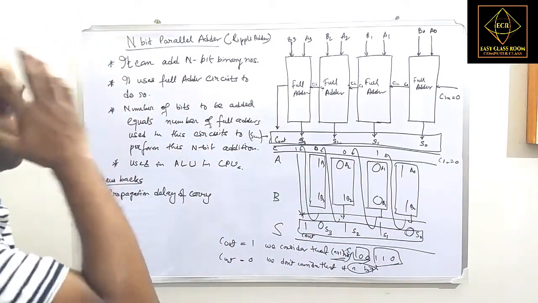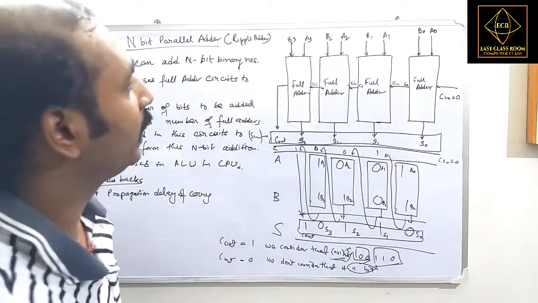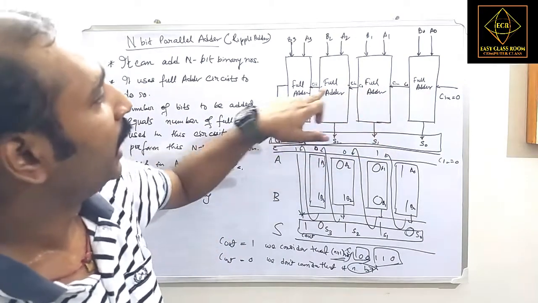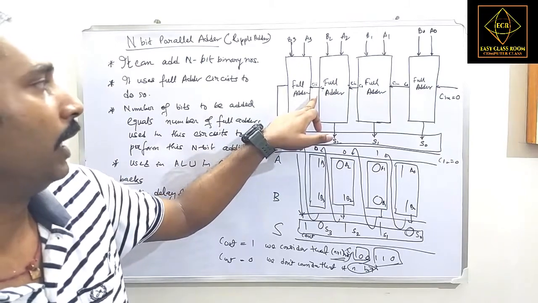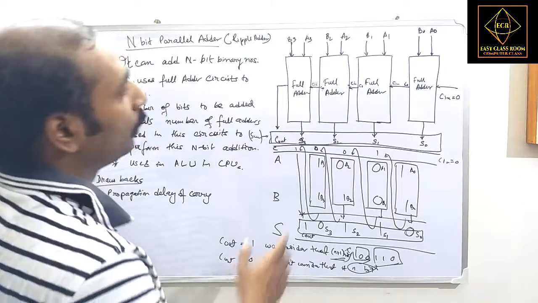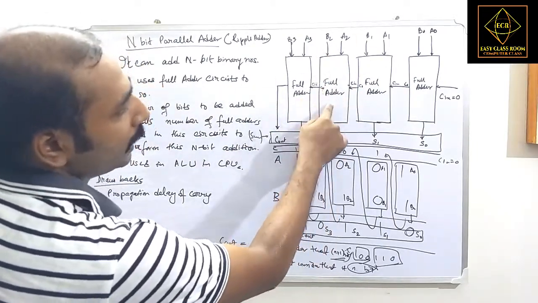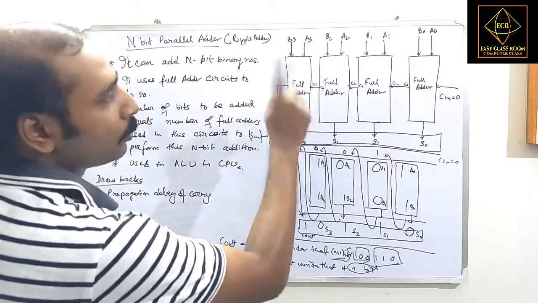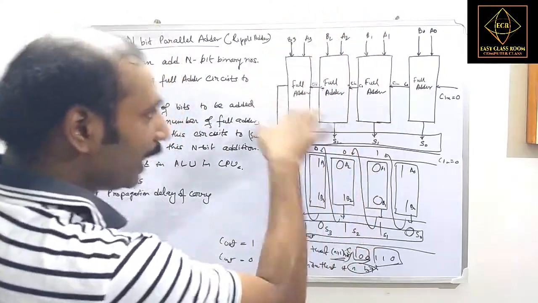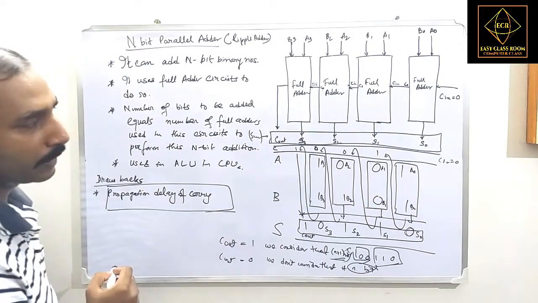Now, what are the problems that we have to take into account while designing this kind of logic system? The first problem is that this Cin will have to wait for this adder to perform its task. Why is it so? Because it is dependent on this, and the Cout of this adder will be the Cin of the next adder. So every adder is going to be delayed, and this is the propagation delay of carry information.